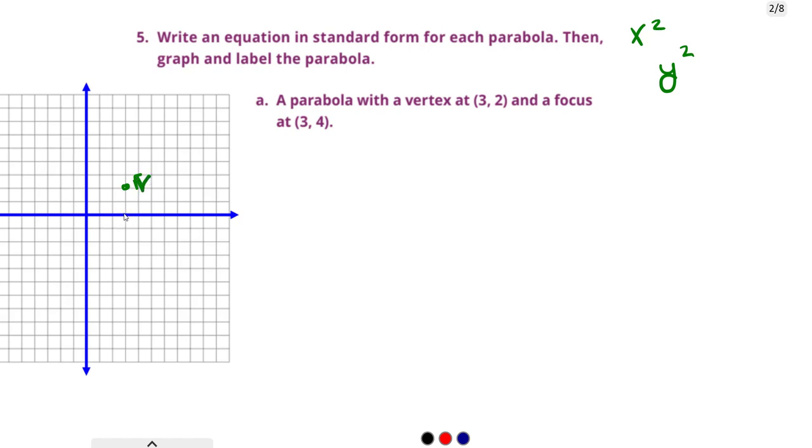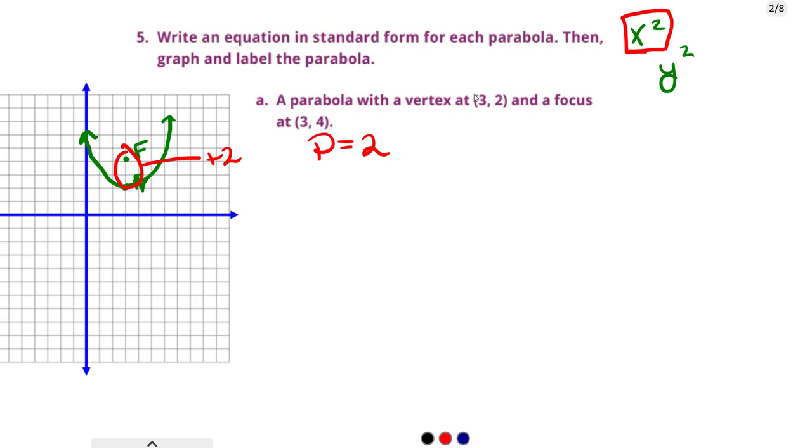And my focus was at (3, 4). So I know my parabola has to go this direction. The distance between my focus and my vertex is +2 because I'm opening up. And so that gives me all the information I need to start. So that tells me that p is equal to 2, and it's opening up and down. So that tells me that it's x squared.